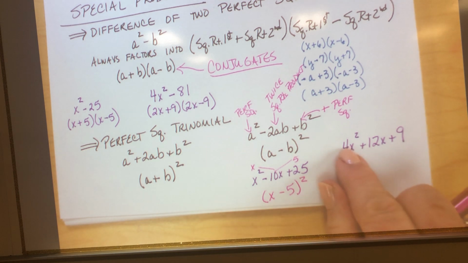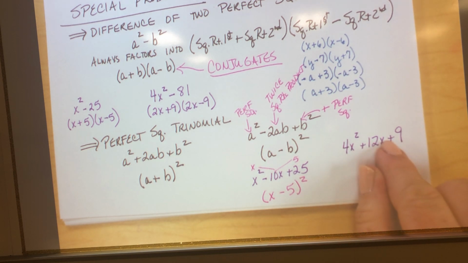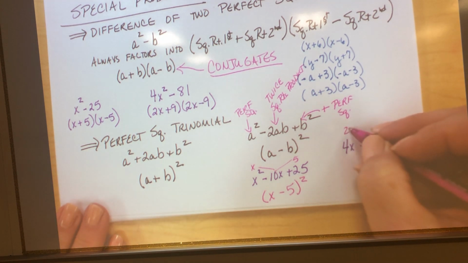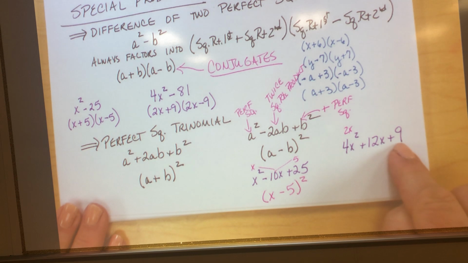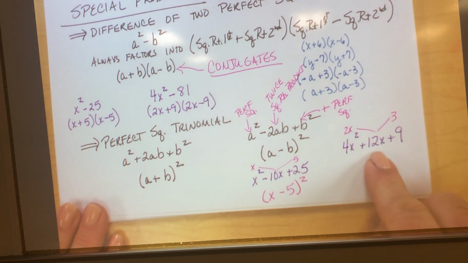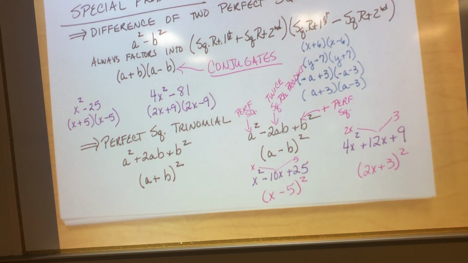So I look and I see the 4x squared and I see the plus 9 and I go, uh-oh, this could be special. What is this the square of? 2x. And what is this the square of? 3. Is that twice their product? Yes. So what does it factor into? 2x plus 3, quantity squared. Very good.